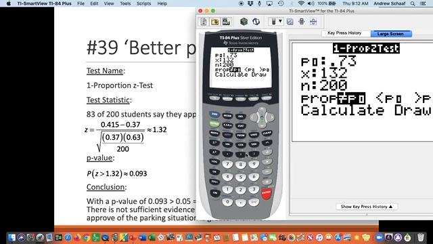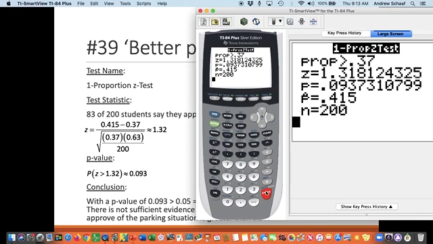So the null hypothesis value that we specified in our null hypothesis was 0.37. So you can see here on the screen we had 83 successes out of 200. So the x is 83. The n is 200. This was a greater than alternative because we were looking for evidence that how students feel about parking has improved.